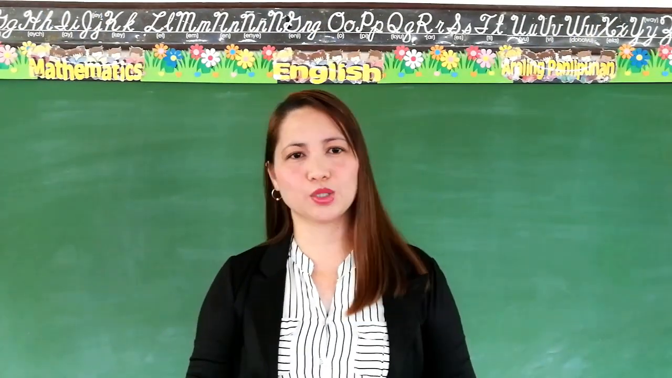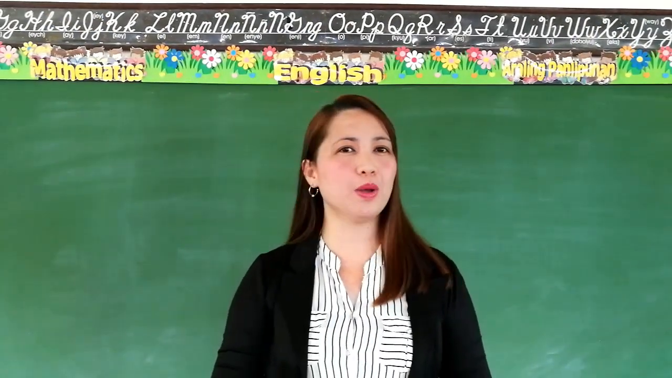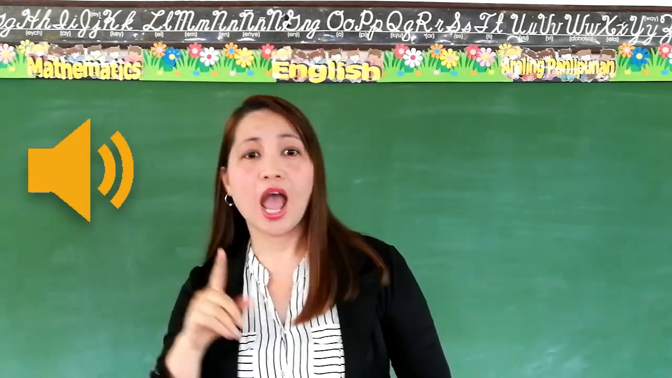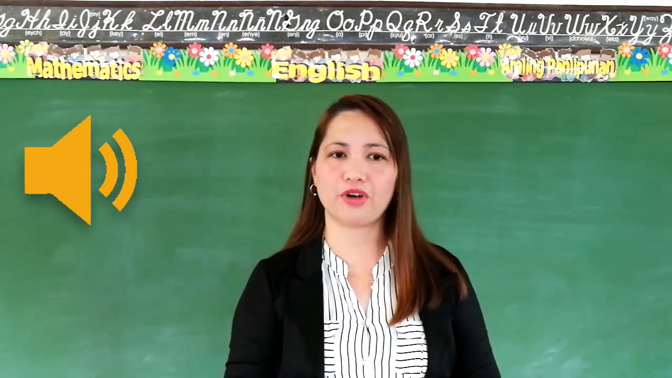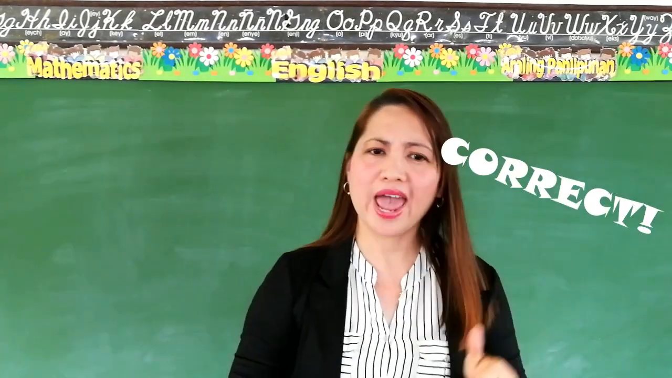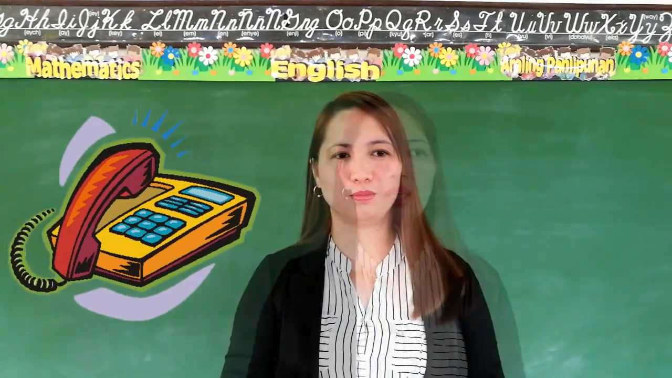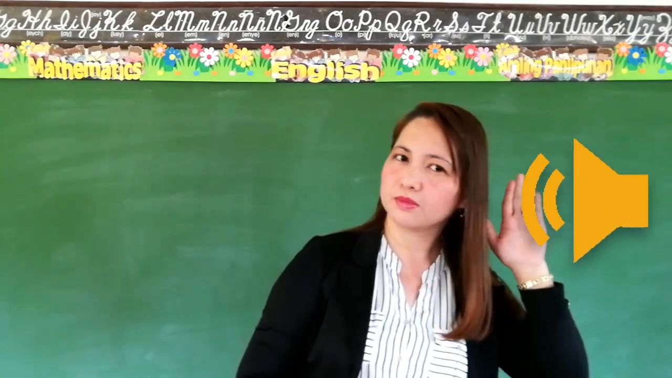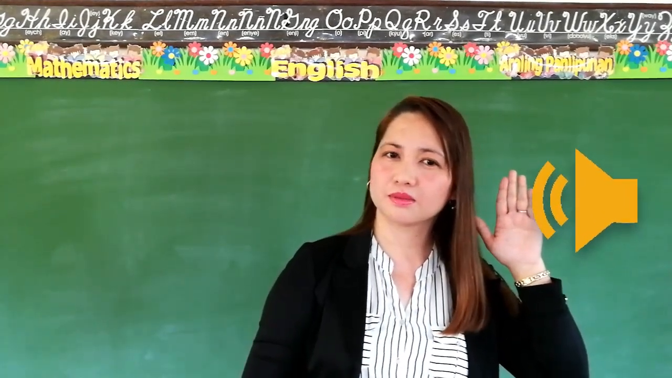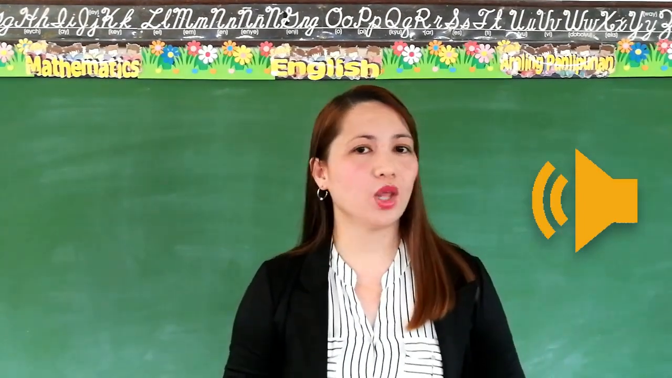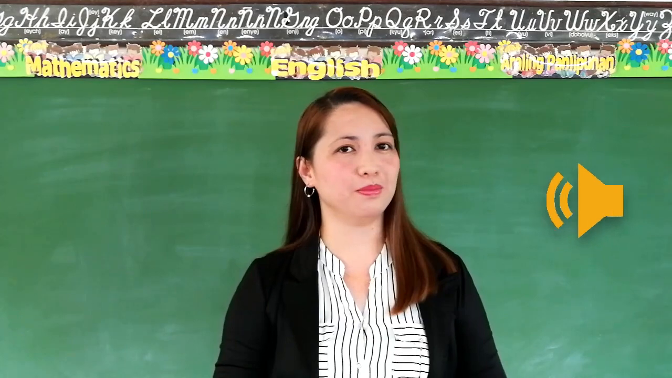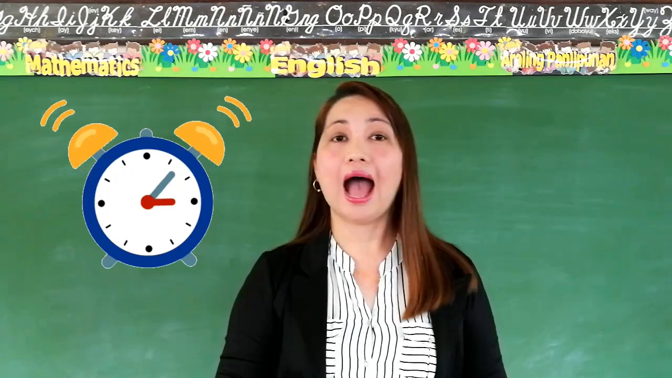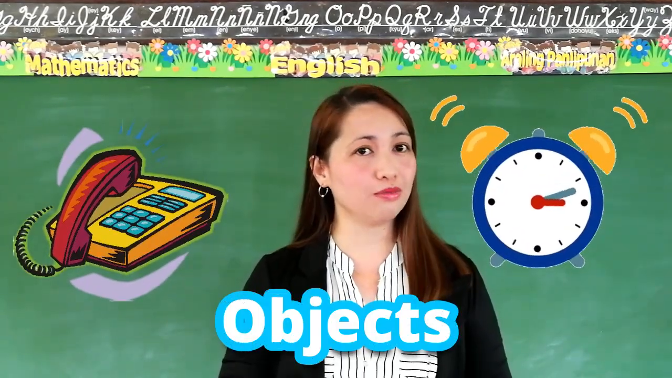Again, listen to this sound. I know you are very familiar with this sound. In what object does the sound come from? Correct! It comes from a telephone. Now, let's hear the sound of this object. In what object does this sound come from? Awesome! This sound comes from a clock. A telephone and a clock are examples of objects.